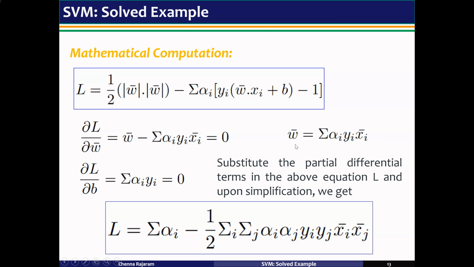So substitute these partial differential terms, that means this W bar and this sigma alpha i yi term, in the above equation L, and upon simplification we arrive at L equal to sigma alpha i minus half of sigma i sigma j alpha i alpha j yi yj xi bar dot xj bar. So this is the main equation for finding the hyperplane.